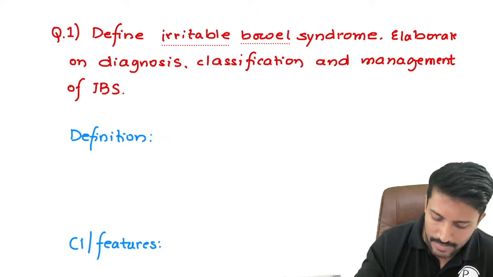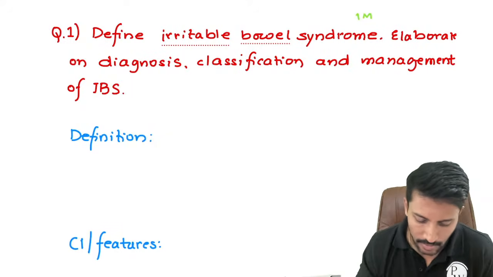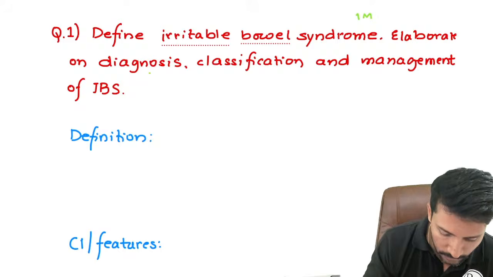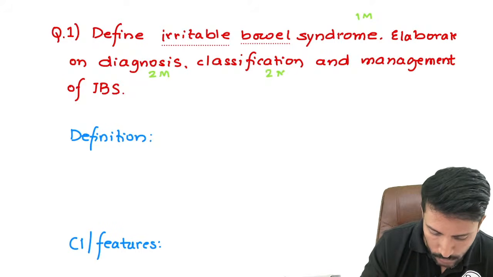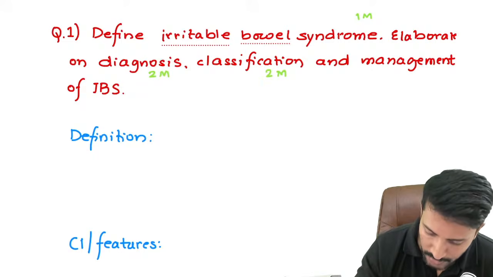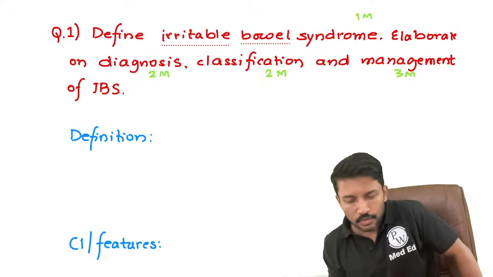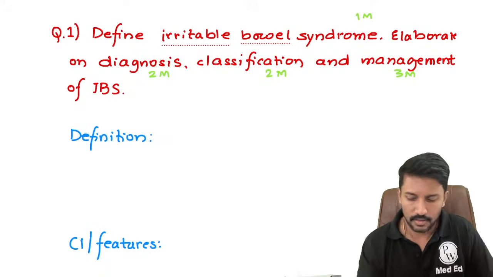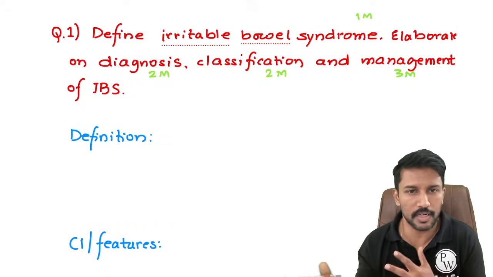Okay, so the question goes like this: define irritable bowel syndrome, for which we will give 1 mark. Elaborate on the diagnosis, that will get 2 marks. The classification will get 2 marks, and the management will get 3 marks. So that roughly transforms into 7 or 8 mark question. So we can definitely squeeze in for 5 marks. When it is added with other questions, it will become a 10 mark question.